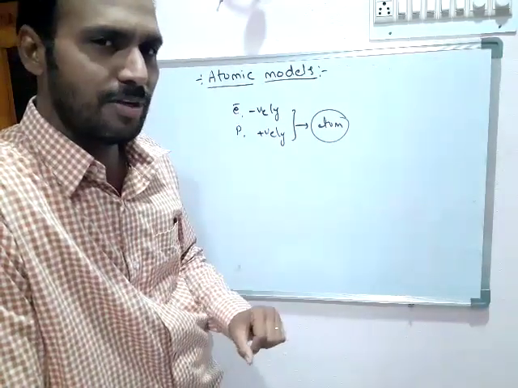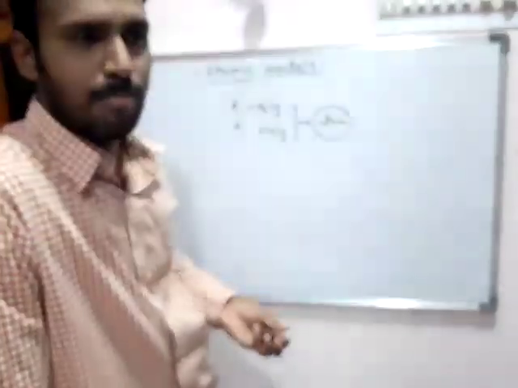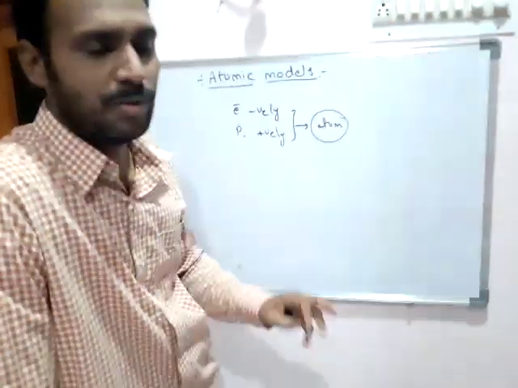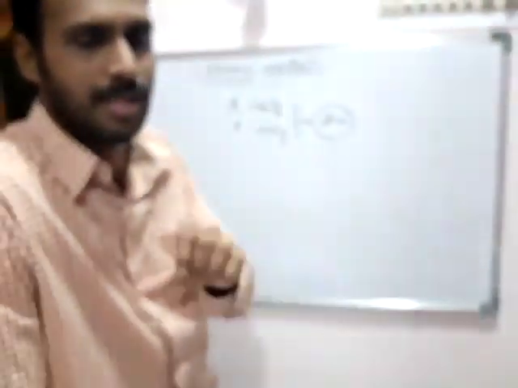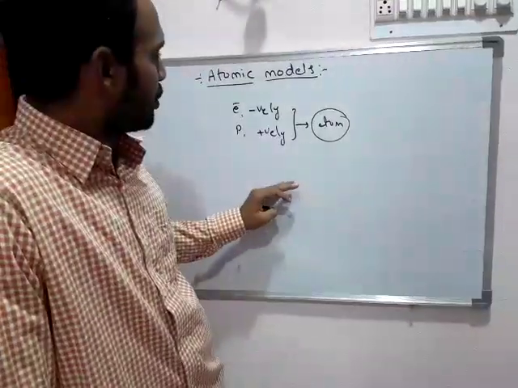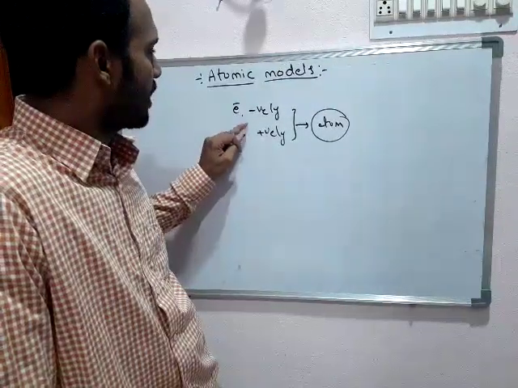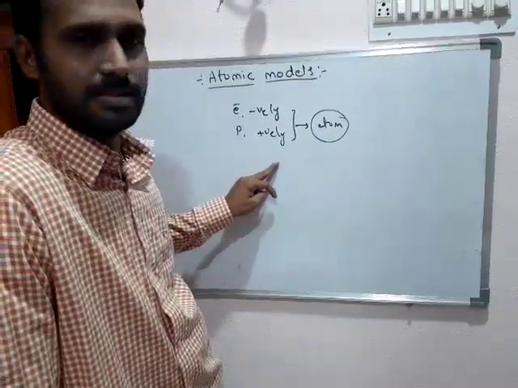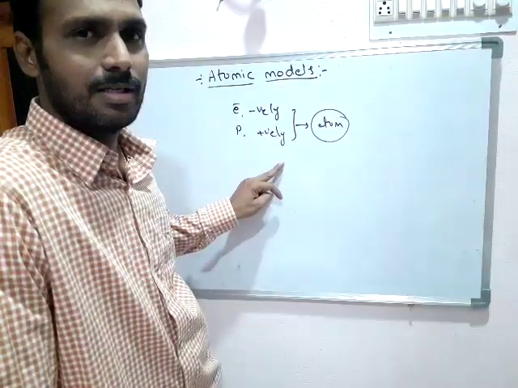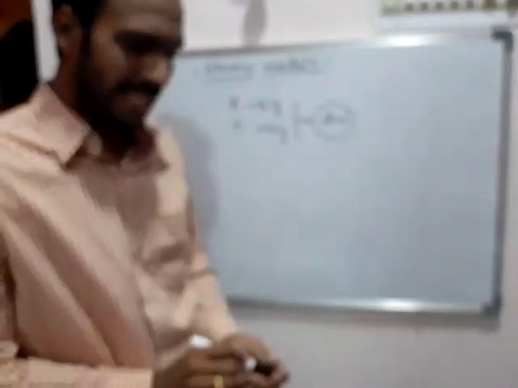So now everyone knows that electrons and protons are present within the atom, but what their position is and how they are distributed over the atom was unknown. To explain the position, that is, the distribution of these positively charged and negatively charged particles, many scientists gave their atomic models.